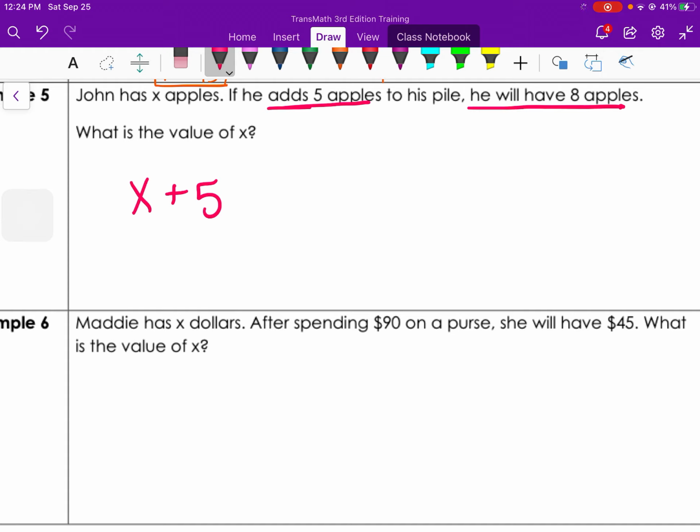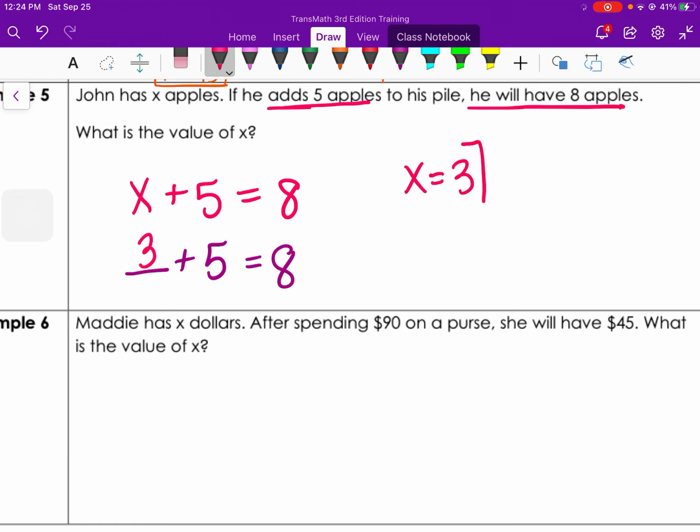And now he will have 8 apples. So this will be equal to 8. To solve this, we want to think, well, what number did he start with when he added 5 and then he got 8? So what number plus 5 is equal to 8? And that means that he had to start with 3, because 3 plus 5 equals 8. So that means that our solution to our math sentence that we've created is x equals 3.